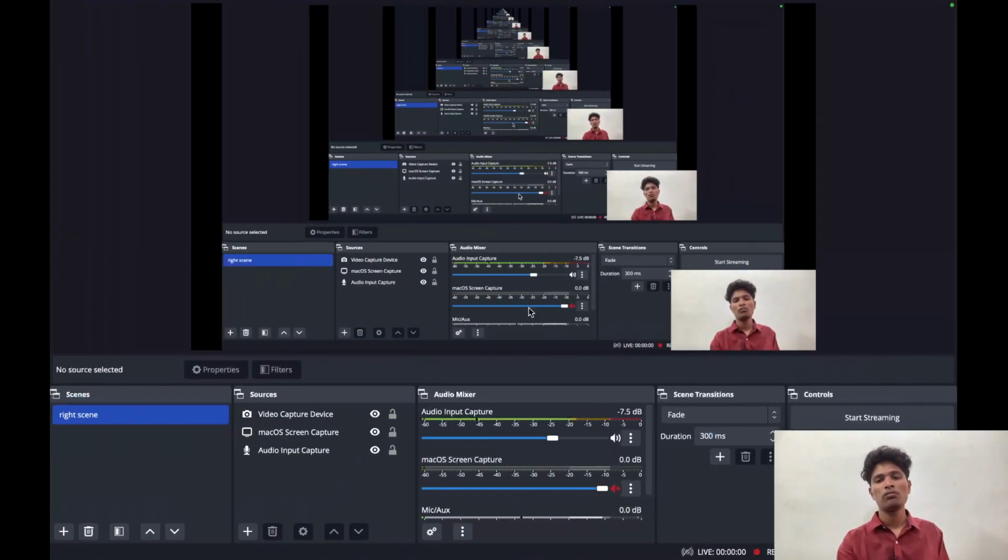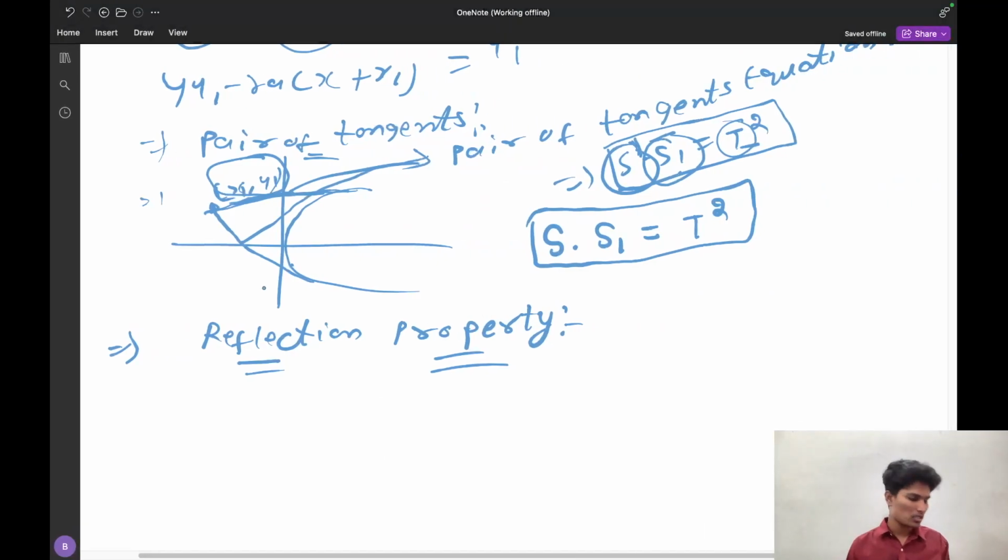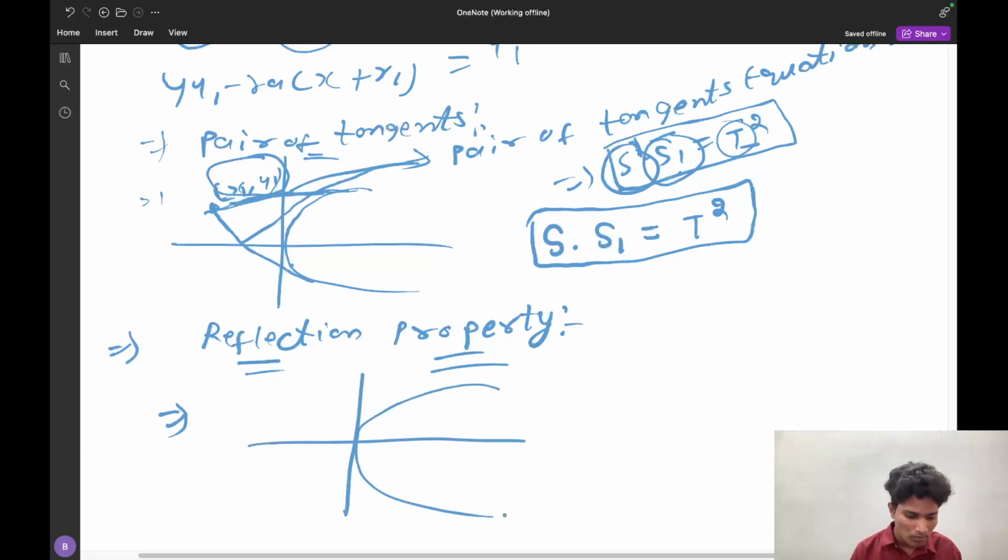Sorry, guys, there was a slight disturbance. Now I will explain the reflection property. The reflection property says that suppose this is a parabola and a ray is coming like this and strikes the parabola, and it will pass through the focus. This is the reflection property.